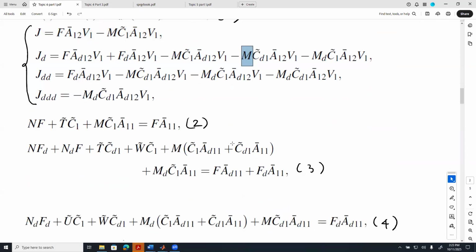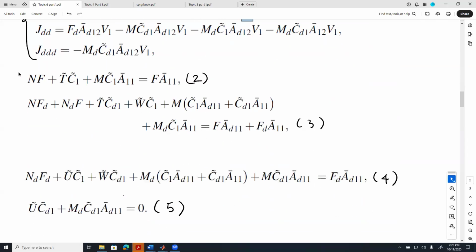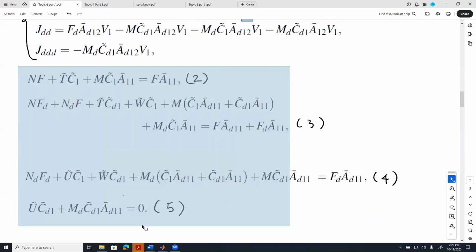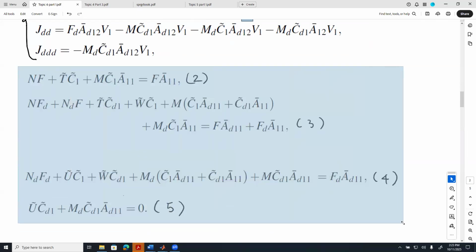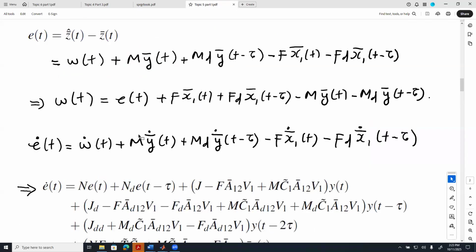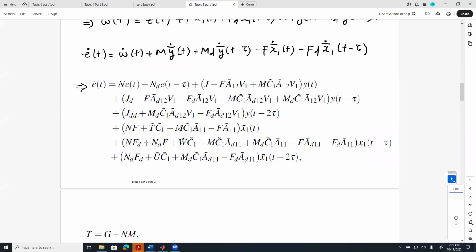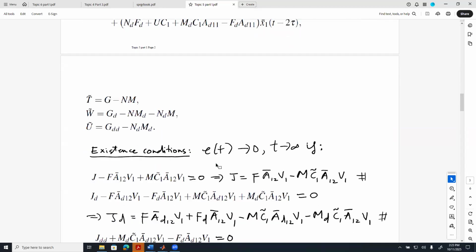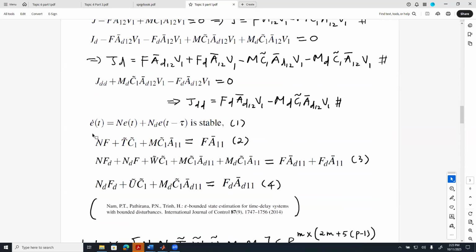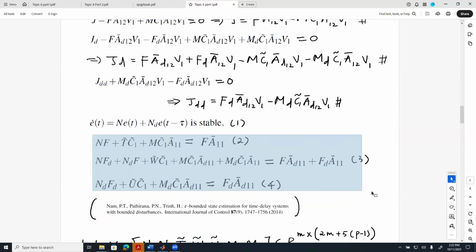The other conditions: we now have 4 matrix equations, instead of 3 as in the previous topic. In the previous topic, we had the matrix condition equation related to x bar 1 of t, and so we had 3 matrix equations.